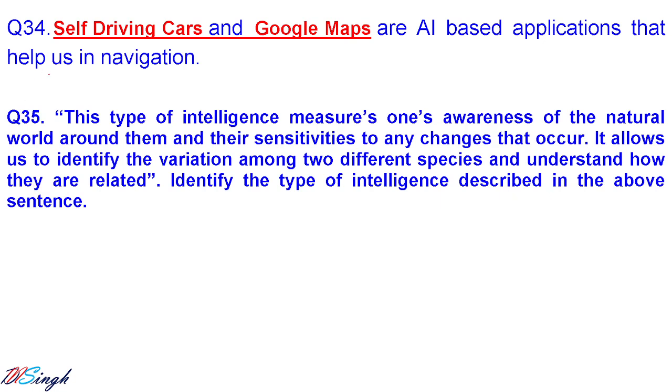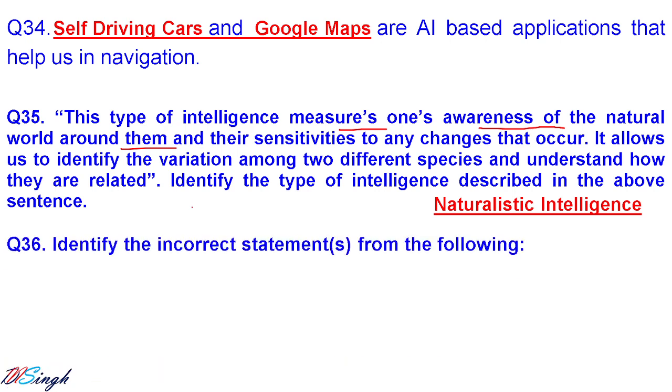This type of intelligence measures one's awareness of the natural world around it. So it should be naturalistic intelligence. There are different types of intelligence like musical intelligence, spatial intelligence, and you can have mathematical and logical intelligence. So this scenario tells about naturalistic intelligence. Let us go for the next question.